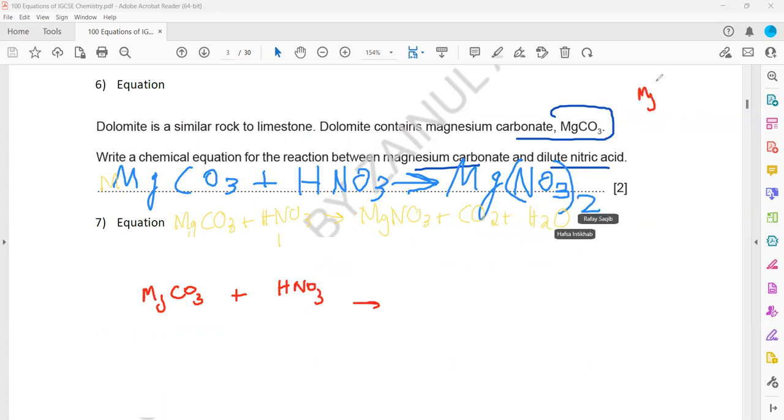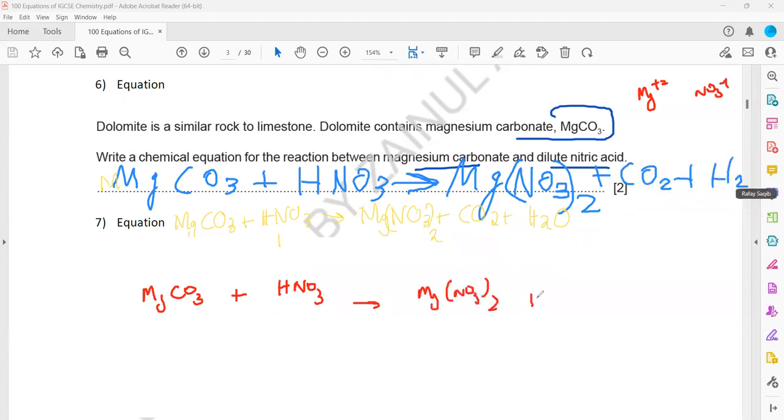So the formula is important. Magnesium is plus 2 and nitrate is minus 1, so magnesium nitrate will be Mg(NO3)2, with the nitrate in a bracket and 2 outside. Along with the salt, water will be there, which is H2O, plus carbon dioxide.